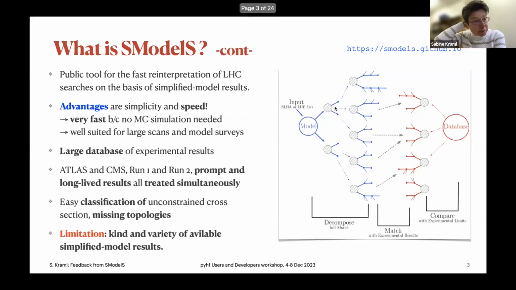Good. The big advantage of SModelS is speed. It's simple to use, and it's very fast because there's no Monte Carlo simulation involved. And we have a very large database of experimental results. Also, we can treat ATLAS and CMS, run 1 and run 2, prompt and long-lived searches all simultaneously in one run. We also have an easy classification of unconstrained cross sections. But the limitation is, of course, the kind and variety of the available simplified model results, which are mostly provided by either ATLAS or CMS.